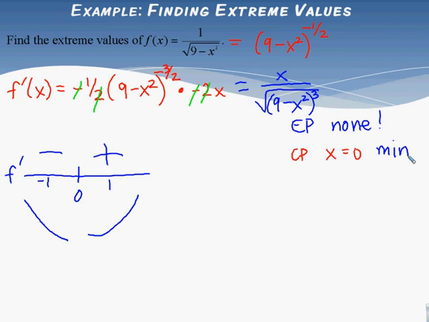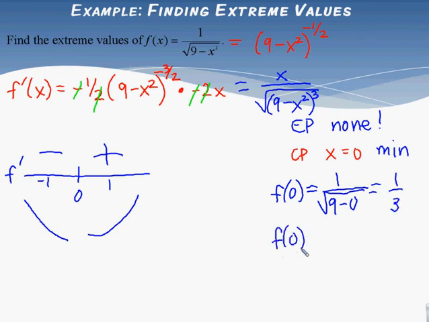Let's actually figure out what that value is. So I'm just going to put 0 back into my function. f of 0 is 1 over the square root of 9 minus 0. And in that case, we have 1/3. And so f of 0 equals 1/3 would be our maximum value.